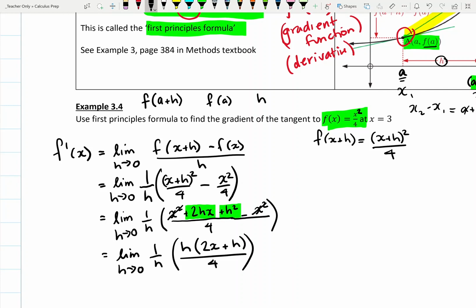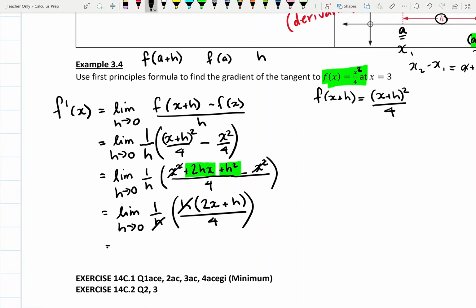Hopefully you can see now that we can cancel this factor of h here and this factor of h here. And what we're left with is the limit as h approaches 0. We still haven't done anything with our limit statement, so we just write it down. We've cancelled our factor of 1 on h at the front, so we're just left with 2x plus h on 4. There's nothing else that we can do to simplify that. We could split the denominator, and you can if you want, but there's no need to.